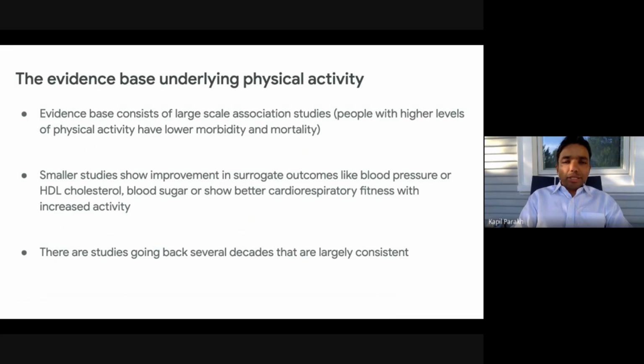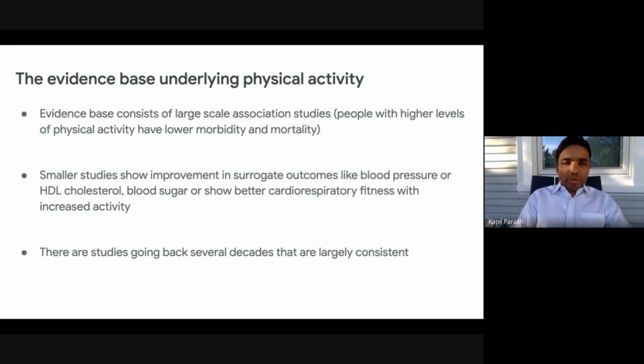And what these studies consistently show is that people who have higher levels of physical activity have lower morbidity and lower mortality, which is important. Now, sometimes the criticism against this is that this is an association, and correlation doesn't necessarily mean causation. So there's another source of evidence, which is intervention studies. These are typically smaller studies, and in this case, we look at a surrogate outcome like blood pressure or cholesterol or blood sugar, et cetera.